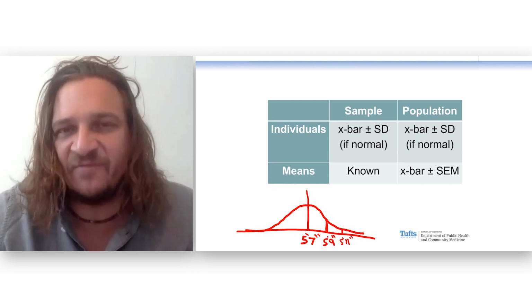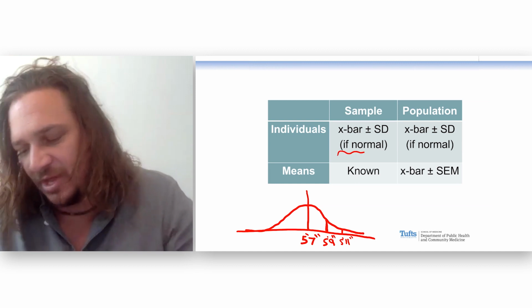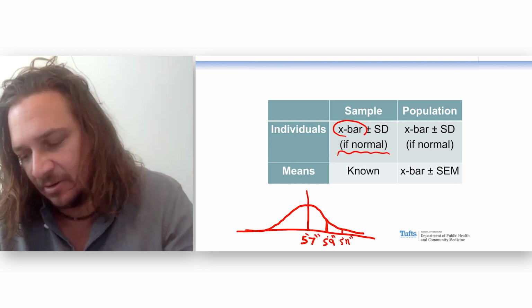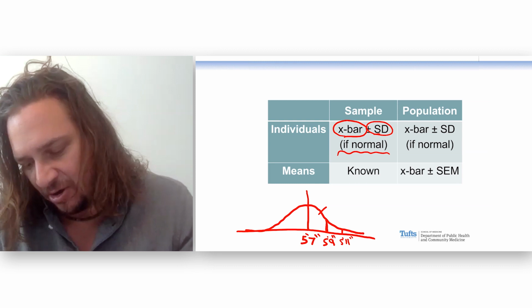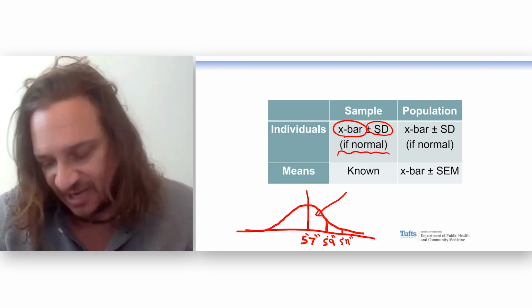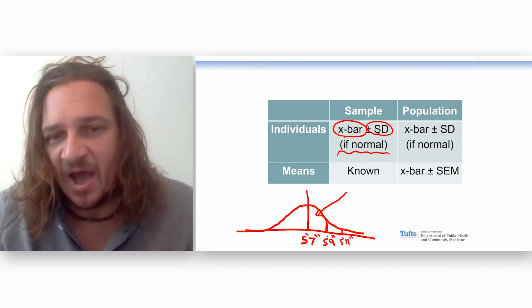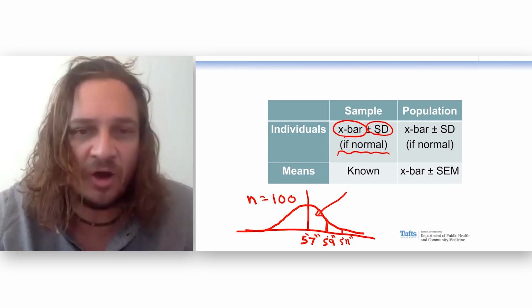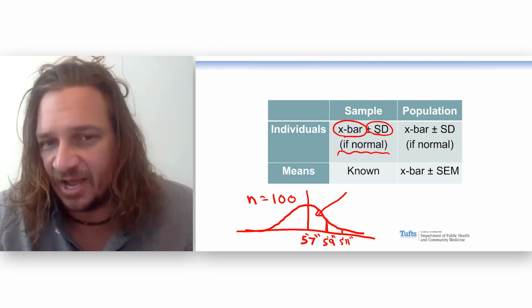When we talk about individual people in a distribution, if it is normally distributed, we can describe those people by the mean and the standard deviation. So here, you could say, hey, that standard deviation is about 2. 95% of the people are within 2 standard deviations of the mean. Now, if this is a sample of 100 women, what do you think the population of women looks like?